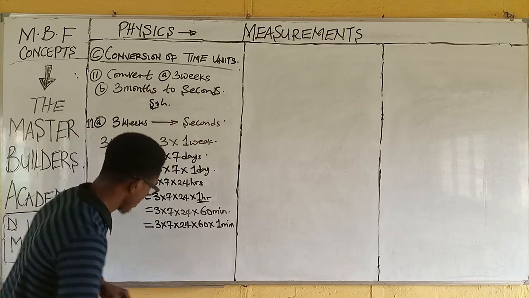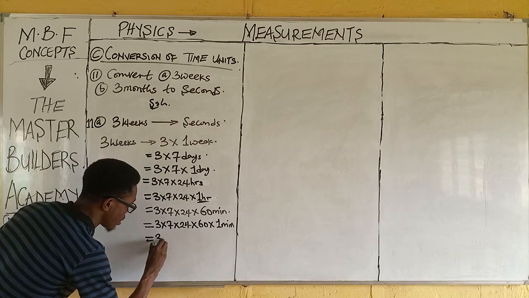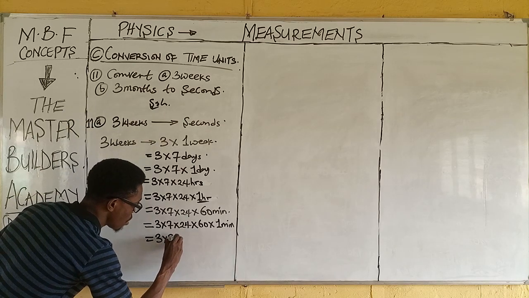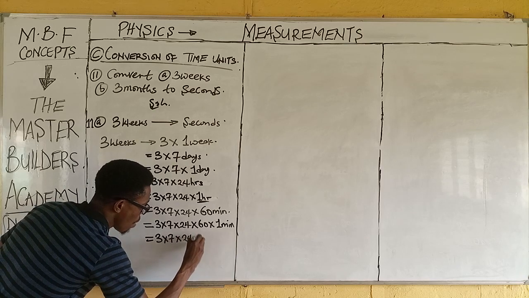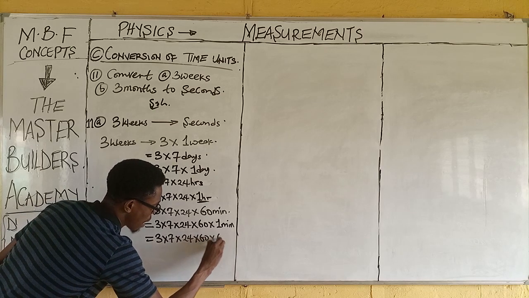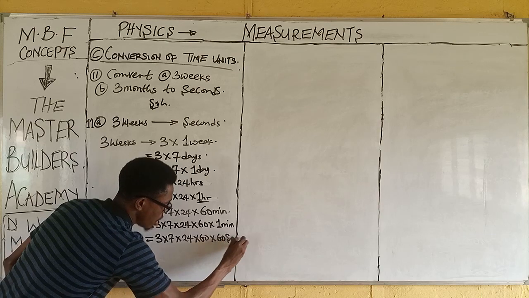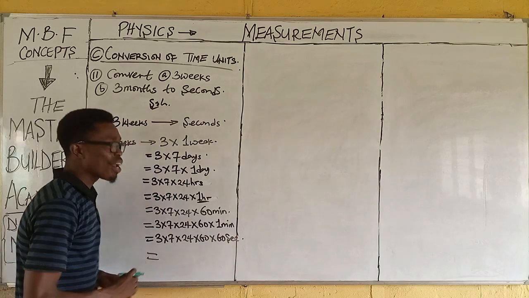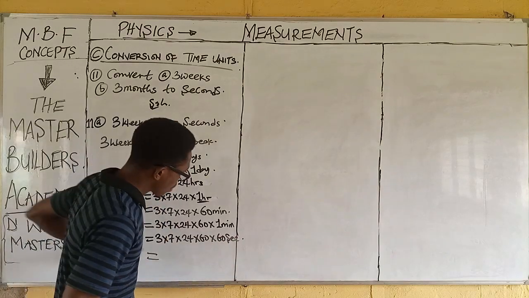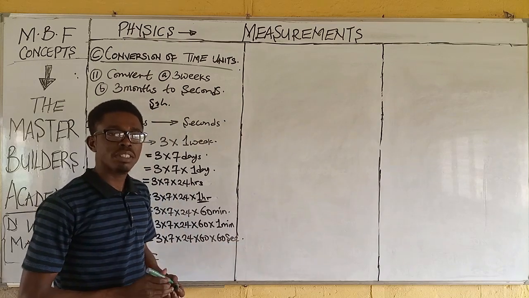So that I can replace 1 minute with 60 seconds, because 1 minute is equivalent to what? 60 seconds. Then we have this as 3 multiplied by 7 multiplied by 24 multiplied by 60 multiplied by another 60 now in seconds. Then at this point, we are free to use our calculator to multiply out this expression.